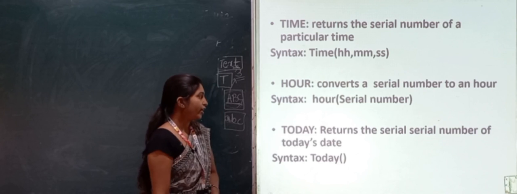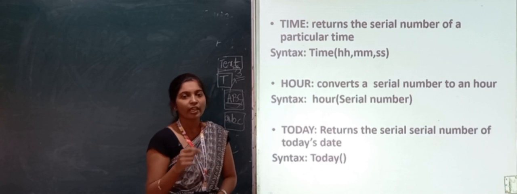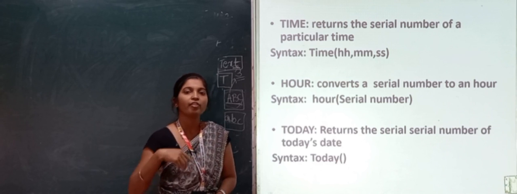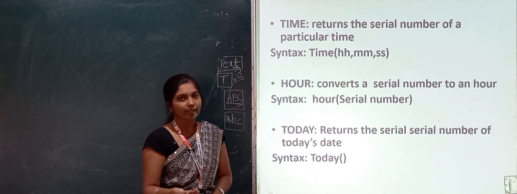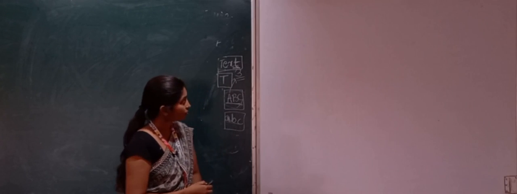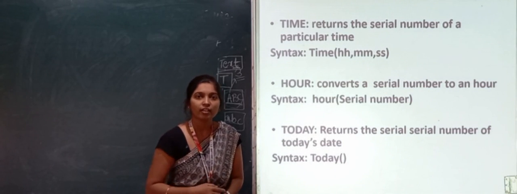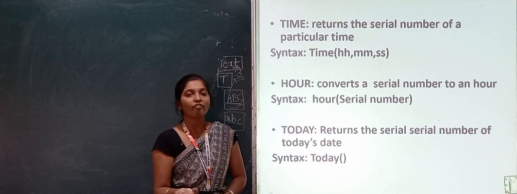Then TODAY, it returns the serial number of today's date. As all of you know, in our computer, we will be having date as well as time settings. So if you use this function, it will reflect today's date and the current time in our particular cell. Okay? I hope you understood these functions, and in our next class, we will take another set of functions.